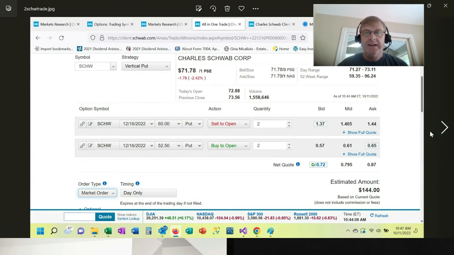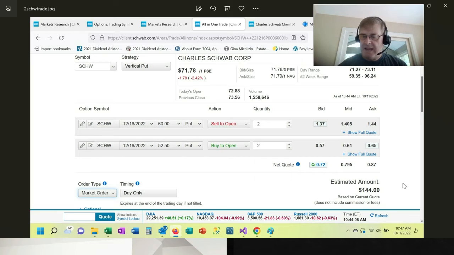So next, here's the actual trade. I did two contracts. So I sold to open at 60, and I did 52.50 buy to open. So it's a little thinner spread, and you can see I would make 144 without any fees. And so I like having a little bit of a thinner spread, especially during the bear market. It seems to protect you on the downside.